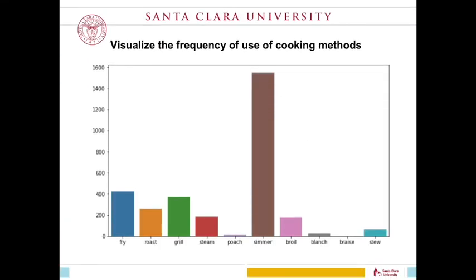The next step is to use Seaborn to visualize it. We still use a histogram to facilitate observation and analysis. Here we can directly observe that in this recipe set, simmer is the cooking method with the most dishes. In contrast, poach and braise are used relatively less frequently.